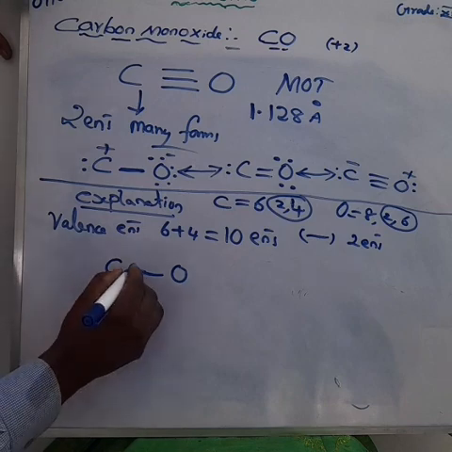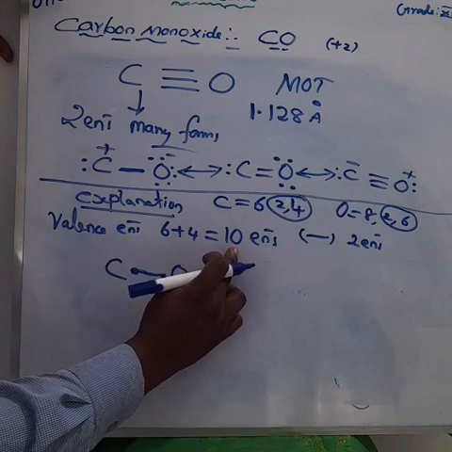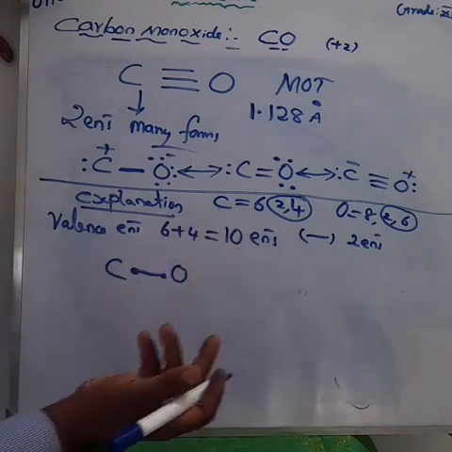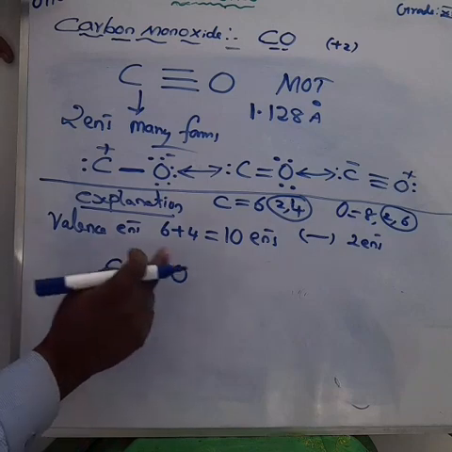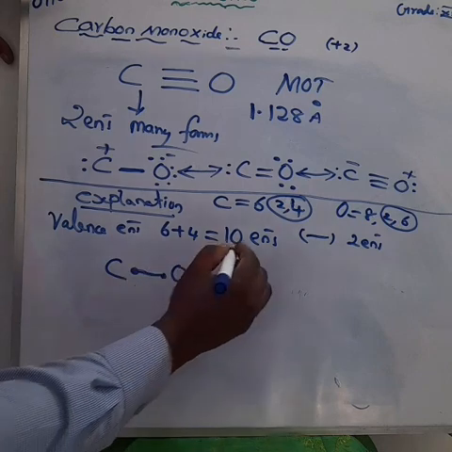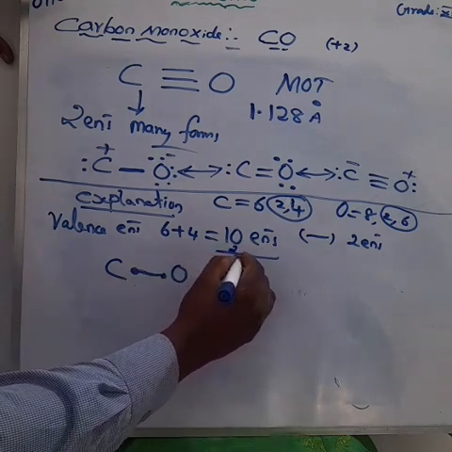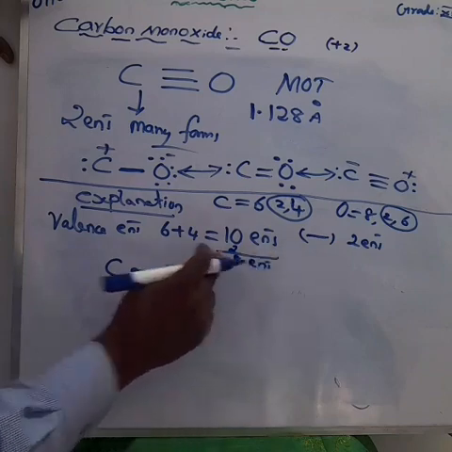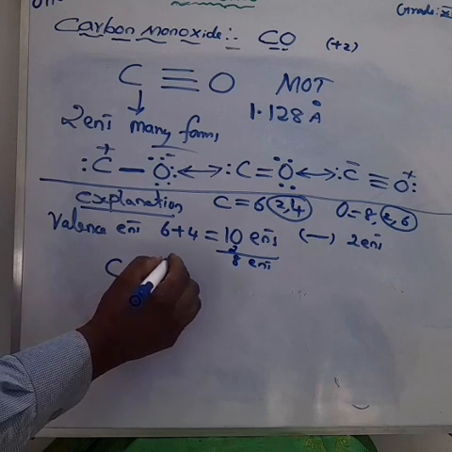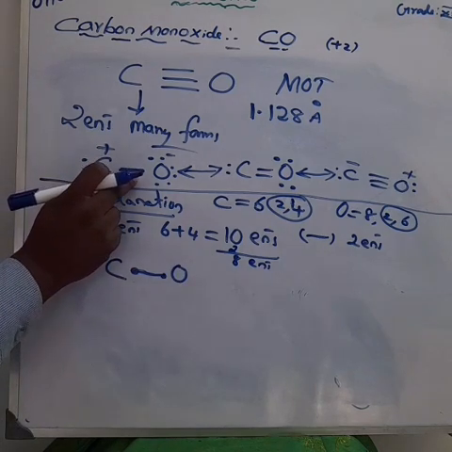So how many valence electrons does carbon monoxide have? Carbon has 4 electrons, oxygen has 6 electrons, total 10 electrons. Yes or no? Out of 10, we are making the bond, so 2 electrons are used. 10 minus 2, how many electrons remain? 8 electrons. These 8 electrons, first you have to give to the oxygen. Already I told you, that they have a single bond, so how many electrons must we give? 6 electrons. Am I right?